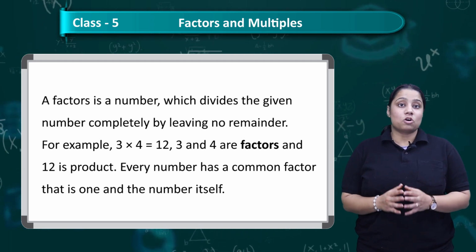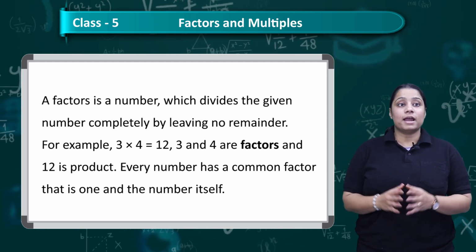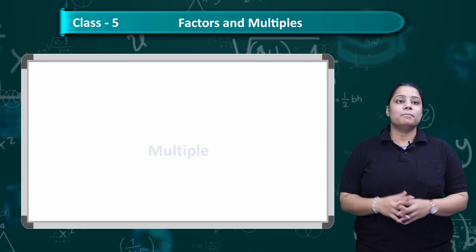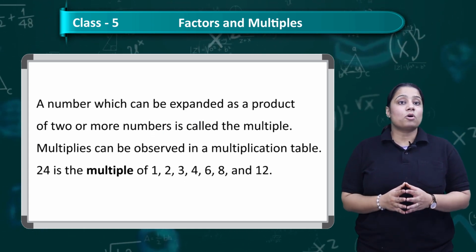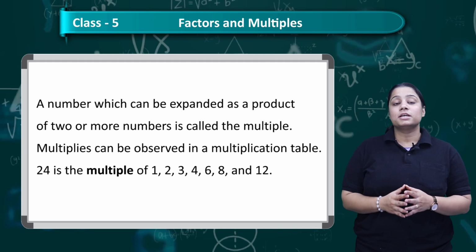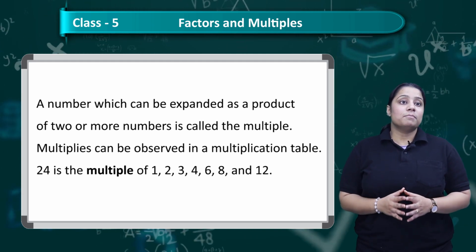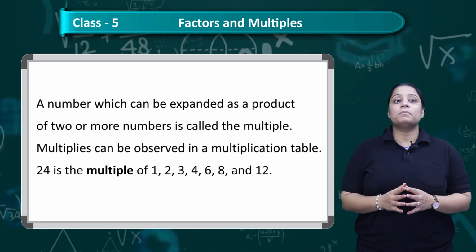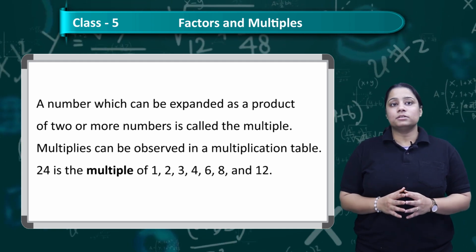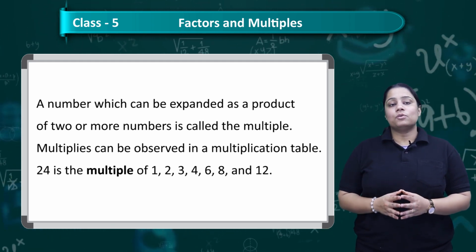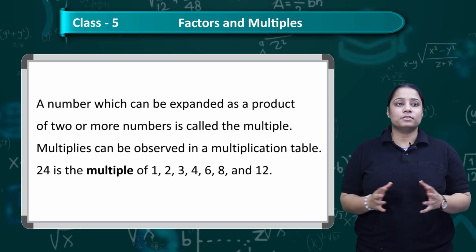Every number has common factors, that is 1 and the number itself. Multiple: a number which can be expressed as a product of two or more numbers is called a multiple. Multiples can be observed in a multiplication table. 24 is a multiple of 1, 2, 3, 4, 6, 8 and 12.